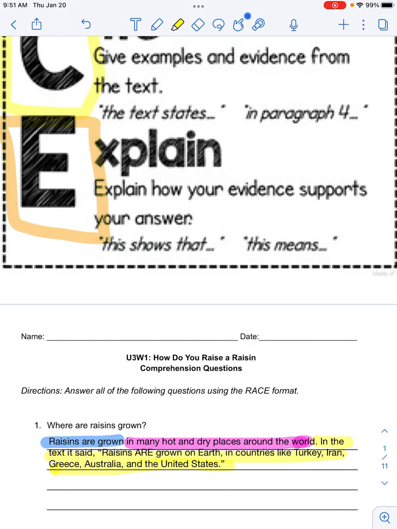I copied the exact sentence and put it in quotation marks. Now I'm on E, which is explain. Explain how your evidence supports. So how does saying raisins are grown on earth in countries like Turkey, Iran, Greece, and Australia, and the United States prove that they're grown in hot and dry places?